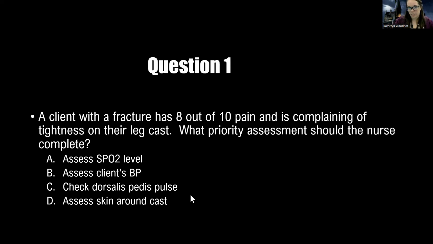So I want to check their distal pulse. Because I want to see, is this pain and this tightness to the point where it's impairing their circulation? So this is going to give me more information, and I can take that information and, based on that, probably I'll need to do more of a peripheral neurovascular assessment to see what else is going on. But C is the best answer here.